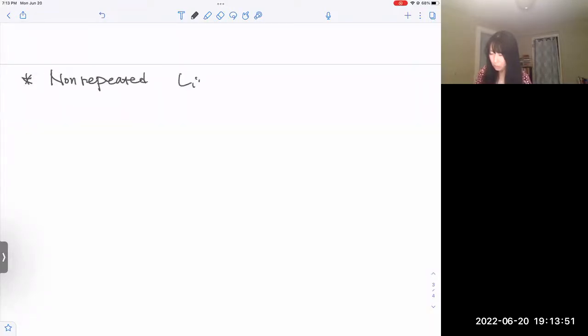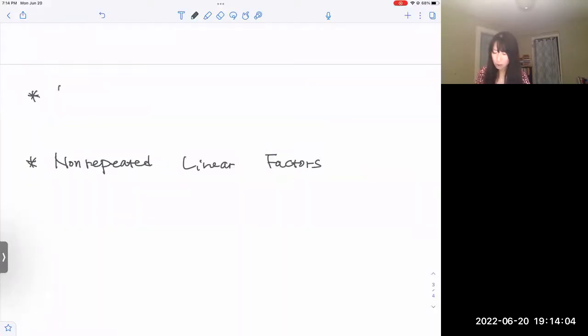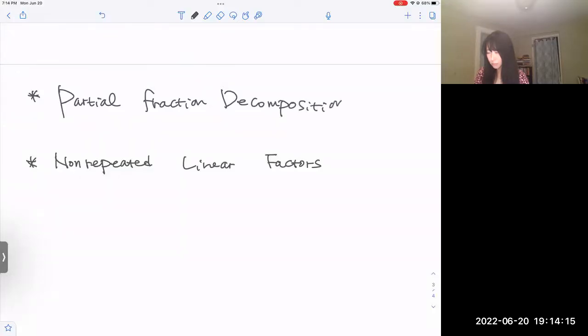Okay, so here, every time we have a strategy and tips. So non-repeated linear factors. Partial fractions decomposition technique.